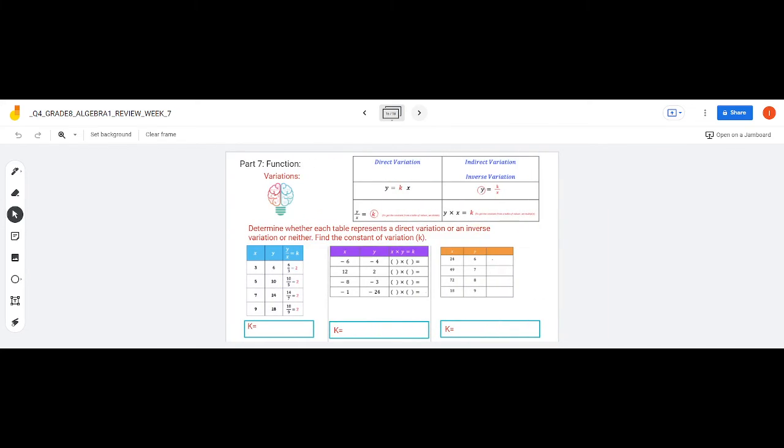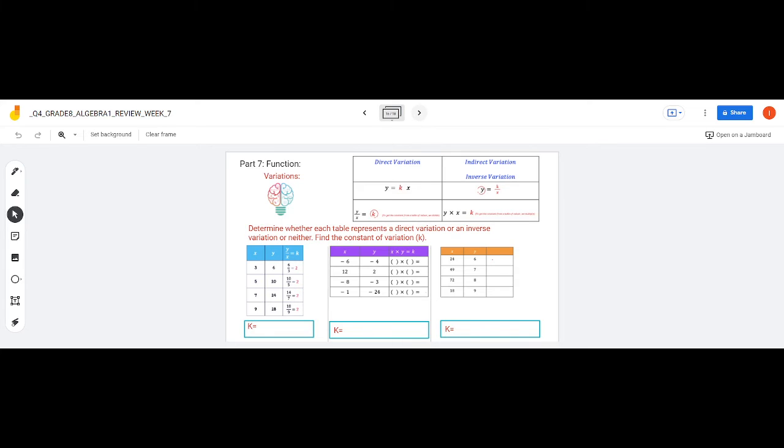Now, what if we get a table? Right, now remember what I said at the beginning when we spoke about direct and indirect variation. We make use of these two formulae. So if the question is determine whether each table represents direct variation or inverse variation or neither, find the constant of variation. Okay, so first we need to determine whether it's direct or indirect or inverse or neither.